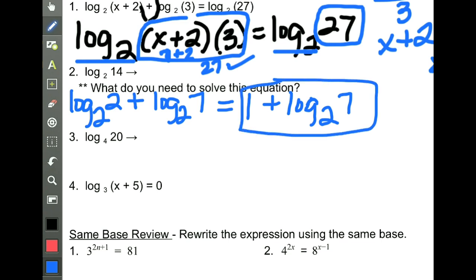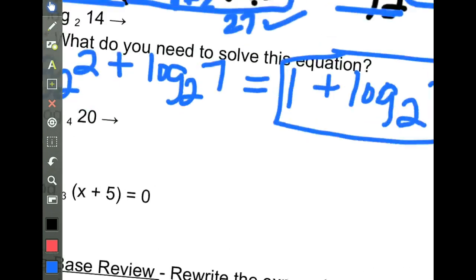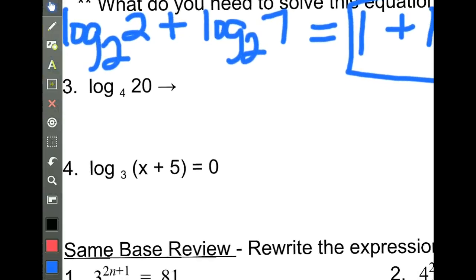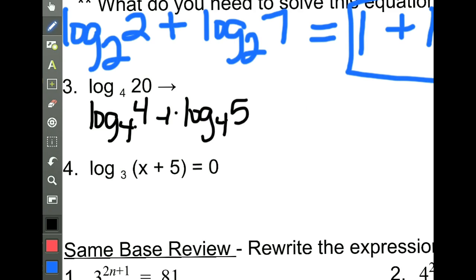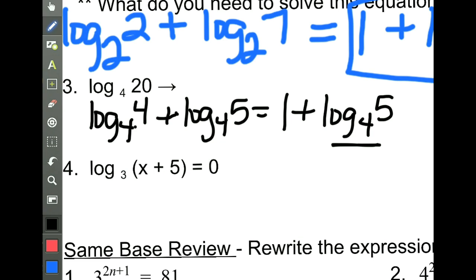Okay? So next one would be similar to that. So what could you break 20 into if I was asking you to find log 4 of 20? Then you need to ask yourself, what could I break 20 into that might use 4 as one of my factors? So that would be log 4 of 4, which we know has a value of 1. Good. So log 4 of 5. So your answer would be 1 plus log 4 of 5. We could estimate this answer right here, but we'll find it exactly, pretty close to exactly in a minute.